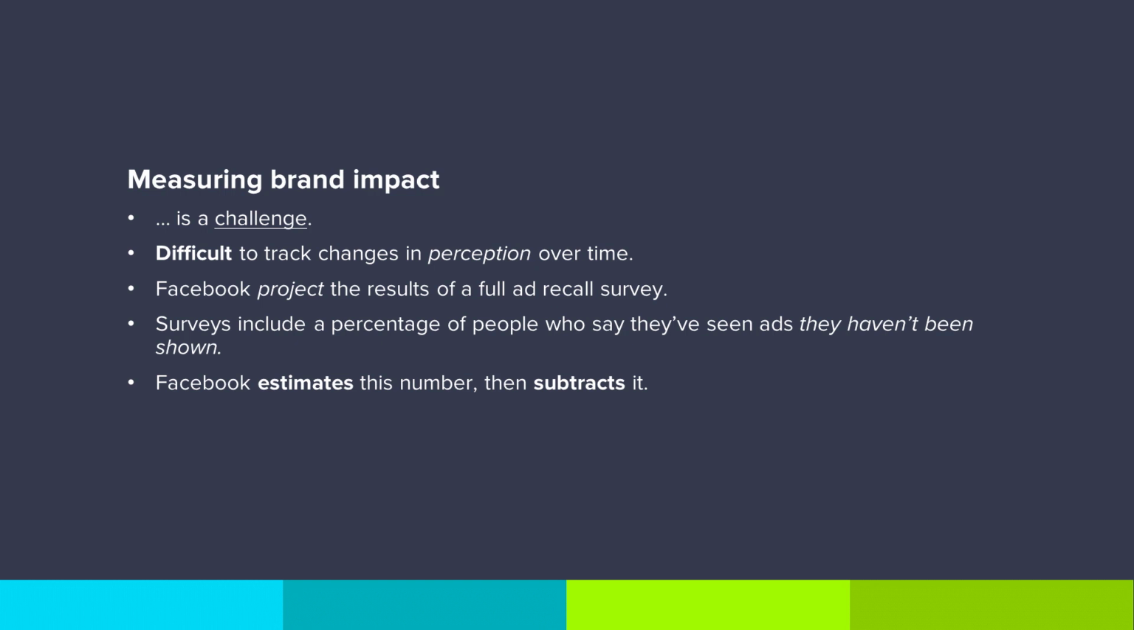Here, the goal is to reach unique people who are likely to convert. By using machine learning, they project the results of a full ad recall survey. These surveys often include the percentage of people who say they've seen ads they haven't been shown. Facebook estimates this number, then subtracts it. Now, even Facebook itself has admitted that this isn't a totally precise metric, and that the best kind of survey to do in this case would be a brand lift study. However, it definitely does give you some insight into how your campaign is performing.